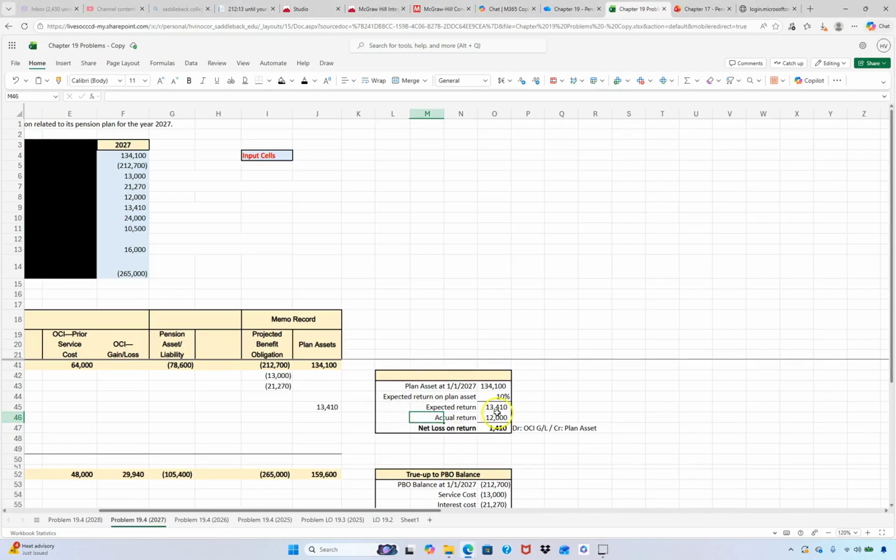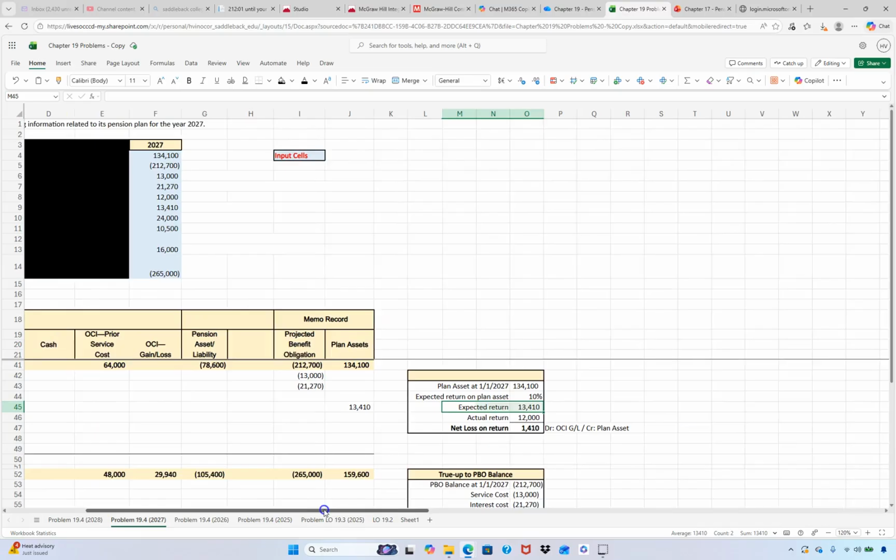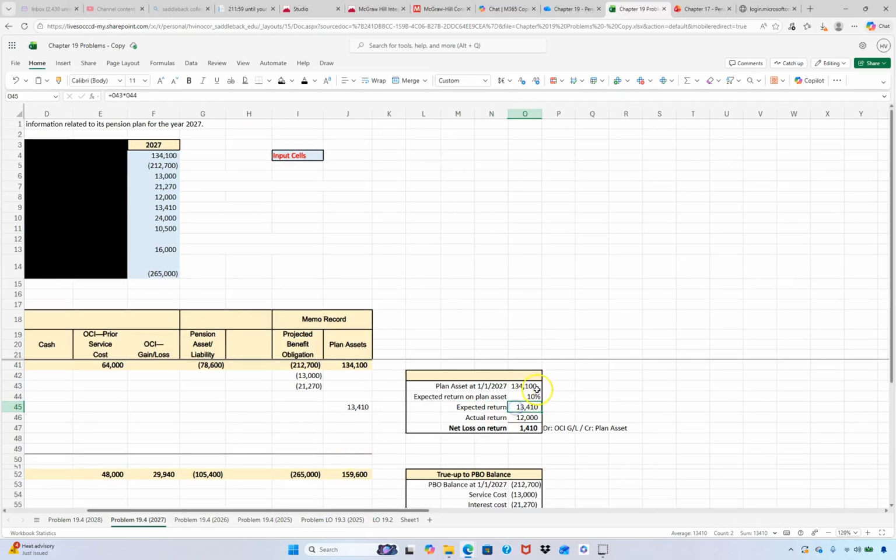So if we look here on the side to the right, I just want to show you, we were told that our expected return was 13,410. We could have just had, our expected return rate is 10%. Then we could have also taken our beginning balance of our plan assets, multiplied by 10%, and gotten that amount that way as well. We're told actual return is 12,000. Again, we could be told that the actual return is a certain percent, and that would be that percentage times the beginning plan asset amount.